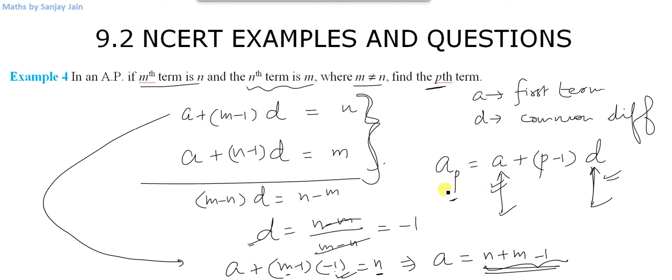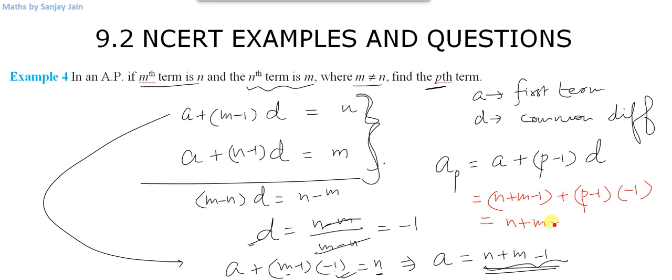So now the only task is to place value of a and value of d in this AP, that is pth term. So let me put value of a and value of d in this to find the answer. Value of a is n plus m minus 1 plus p minus 1 into d is negative 1. So your answer will be n plus m minus 1. This will be minus p plus 1. So 1 will get cancelled, and this is your answer, n plus m minus p. This is the pth term.